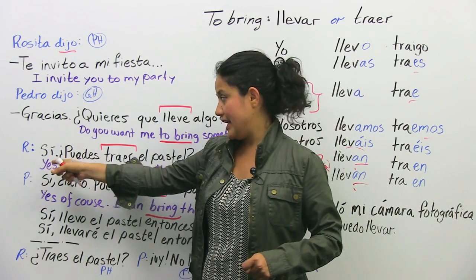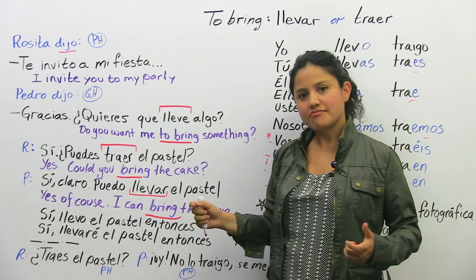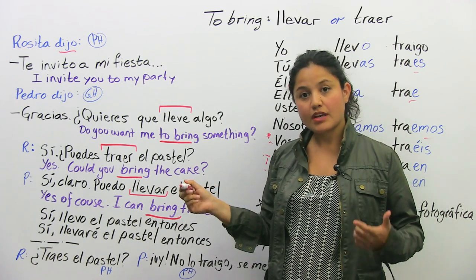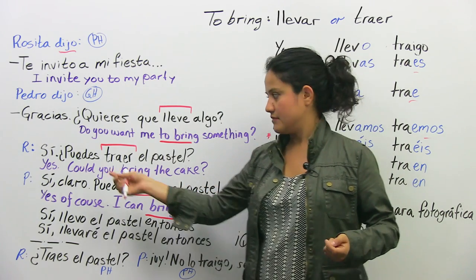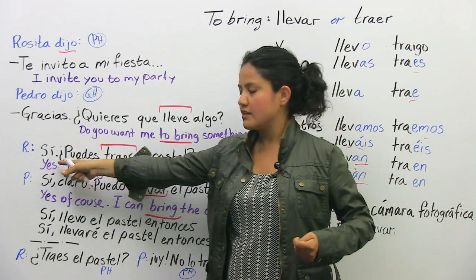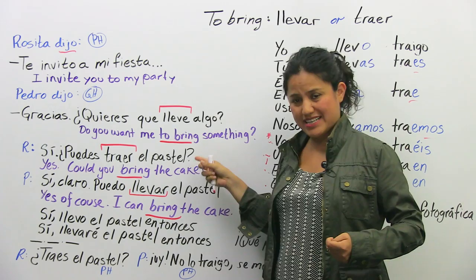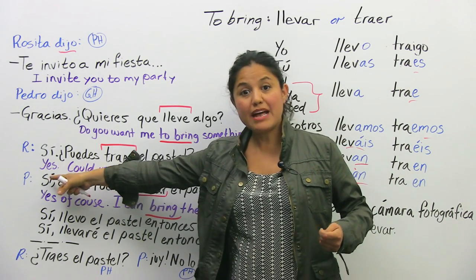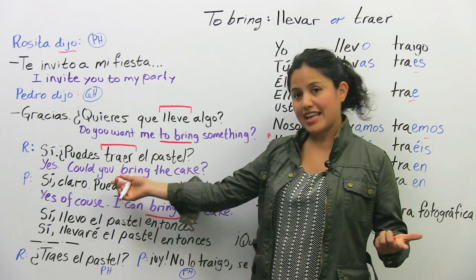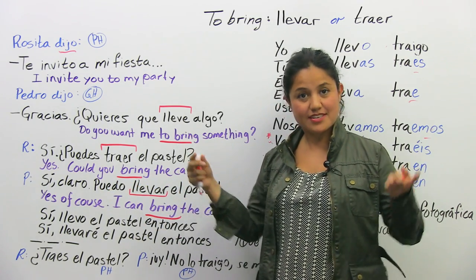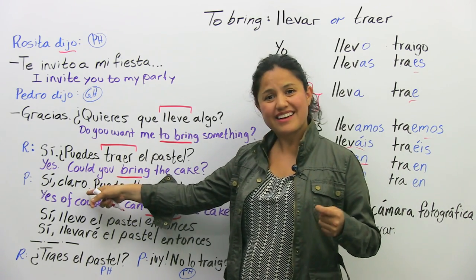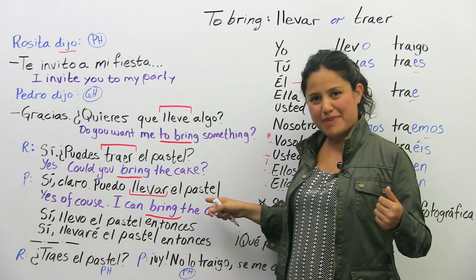And then Rosita said, sí. Yes, sí. ¿Puedes traer el pastel? Can you bring the cake? Yes, she asked for the cake. Ella quiere el pastel. Sí, ¿puedes traer el pastel? And Pedro said, Pedro dijo, sí, claro, of course, yes, of course, sí, claro. Puedo llevar el pastel.